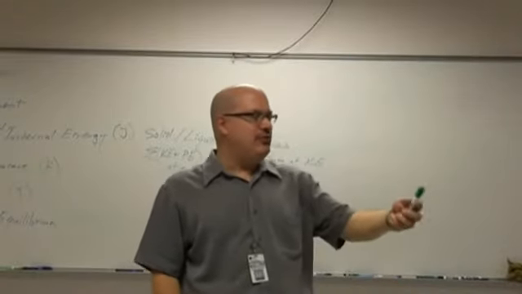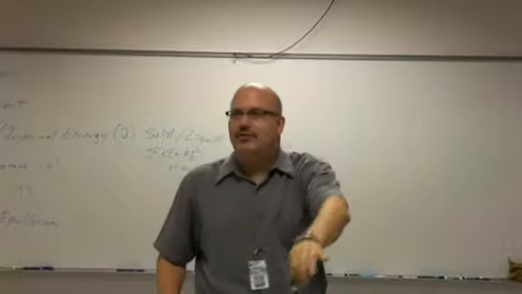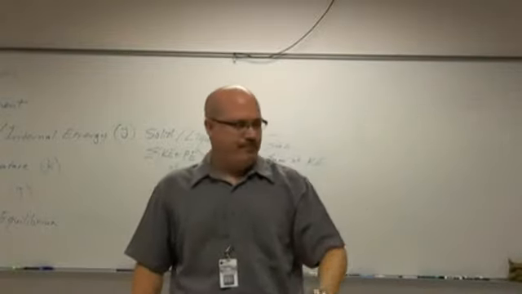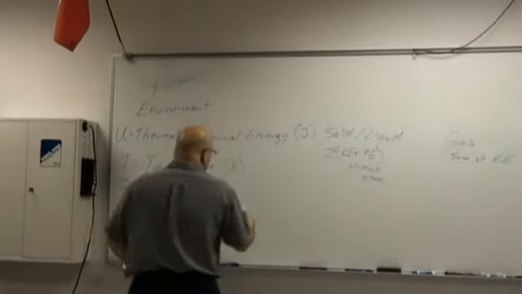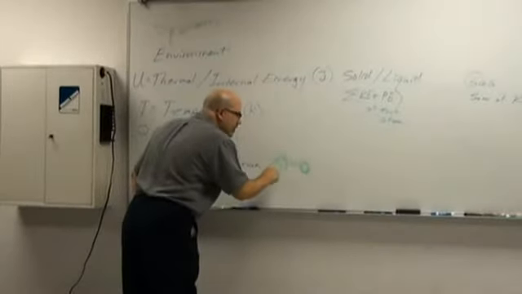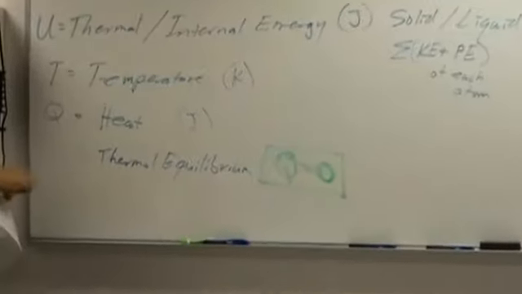Essentially, it means you can take the temperature of this one and this one, and then they will have the same average kinetic energy. Sounds easy. Yeah, it is easy enough. All right. So in thermal equilibrium, Q equals 0. That's really important. Q equals 0.